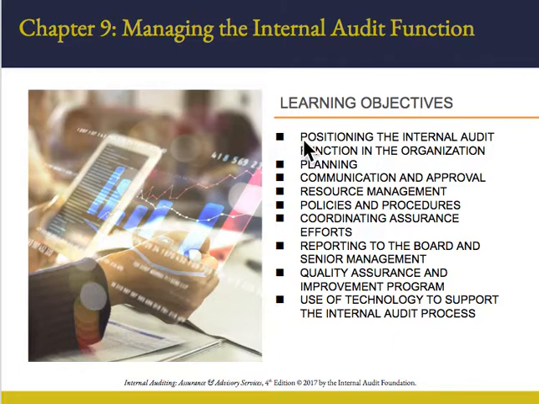First, we will talk about positioning the internal audit function in the organization, which is the better position. And then we'll talk about planning, communicating, and approval, as well as resource management, how the head of the audit team manages the resources of the audit activities and audit function. The policies and procedures for managing the internal auditing function. Also how to coordinate assurance efforts, or how to make sure that the assurance efforts are coordinated.